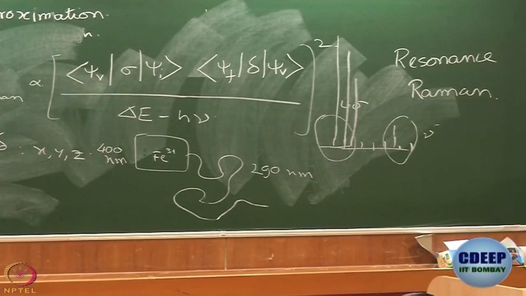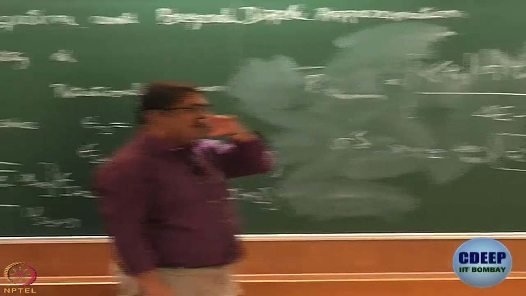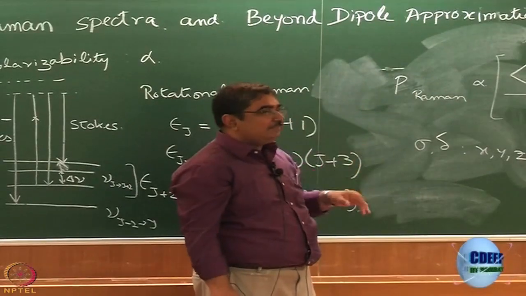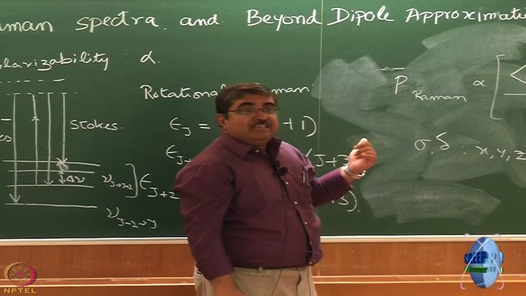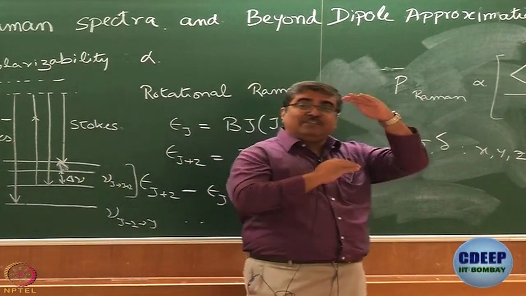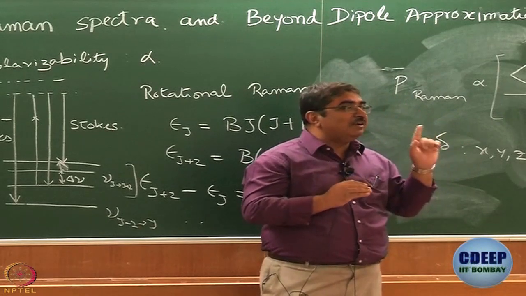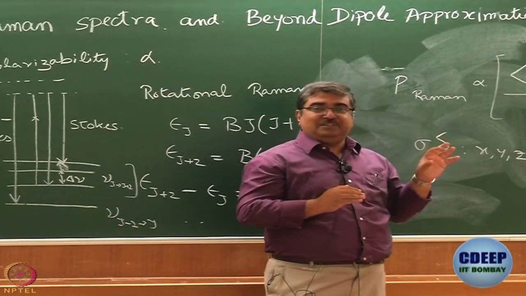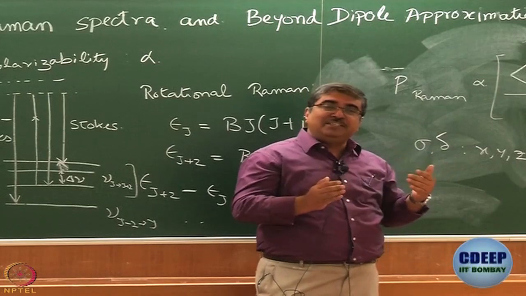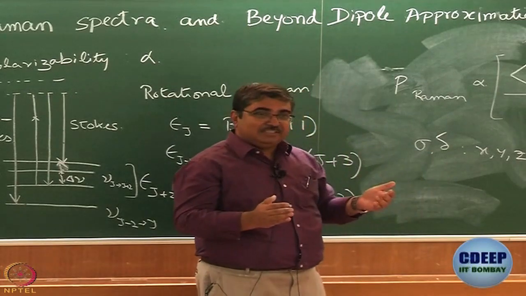Any questions so far? That is the advantage, you can study complicated molecules or materials. What is the disadvantage? Disadvantage is that now that you have resonance, this problem of fluorescence becomes even more pronounced. Okay? So, when you do resonance Raman, you need to do away with fluorescence.